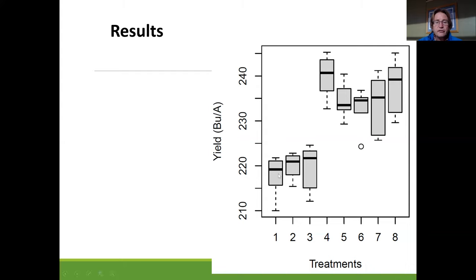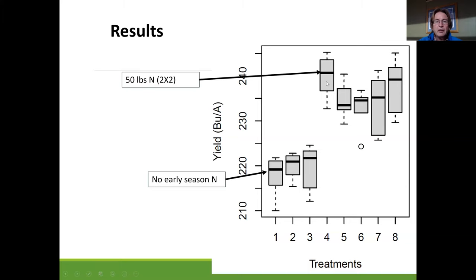What I want you to notice is that treatment two was fall applied anhydrous with cover crops, and treatment one was fall applied anhydrous with no cover crop. There was a slight advantage to cover crops, but not very significant. Treatment three was spring applied ammonia with cover crop. But what I want you to notice is treatment number four. This is with the starter application as 2x2. And notice that it was 20 bushels higher yielding than the no cover crop comparison.